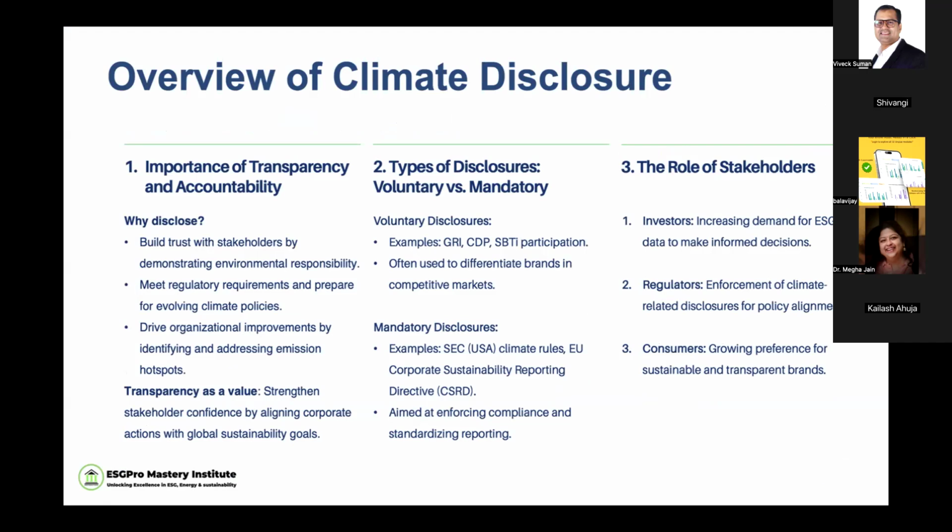Then GHG comes into play and you meet the regulatory requirements and prepare for evolving climate policy like CBAM, Omnibus, etc. Now, driving organization improvements by identifying and addressing the emission hotspots remains the key area of any framework available today, including GRI, CDP, SBTi, etc. So that is why we need to learn about those as well. And what is there in that reporting, which we should adopt even when we are writing the GHG Protocol reports.